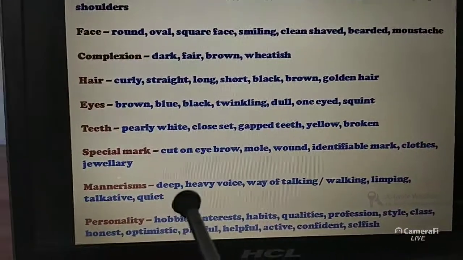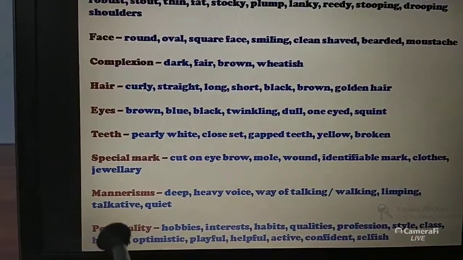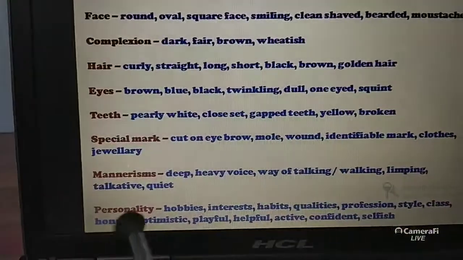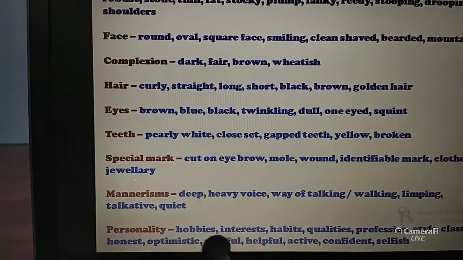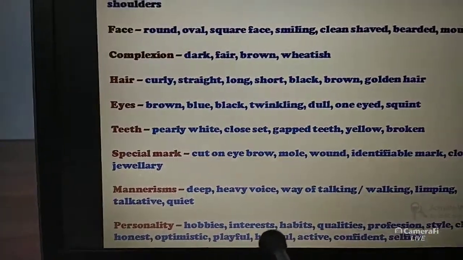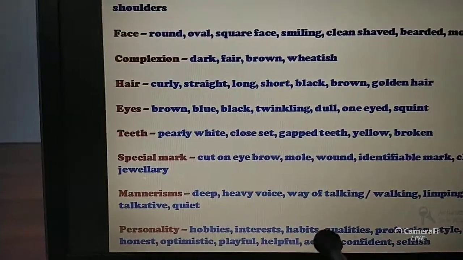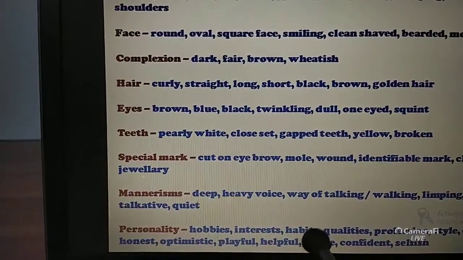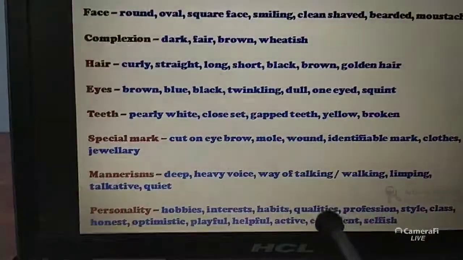Mannerisms: deep voice, heavy voice, way of talking, walking, limping, talkative, quiet. So these things we describe. Like personality, hobbies, what is the hobby of that person? Hobby is to collect stamps, that is a hobby. Interest, what is the interest? He takes interest in talking with people. What is the habit? The person picks his nose too much, that is a bad habit. A good habit is that he takes notes. Qualities, what qualities does he have? He can walk very well.